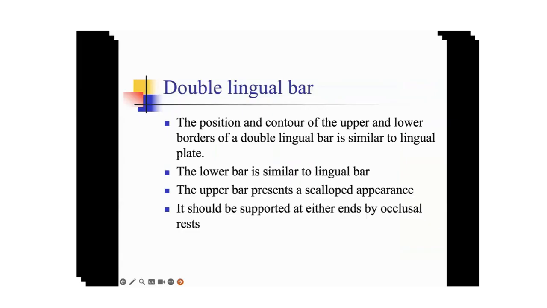So the position and contour of the upper and lower borders of a double lingual bar is similar to a lingual plate. The lower bar is similar to a lingual bar. The upper bar presents a scalloped appearance. It should be supported at either end by an occlusal rest, preferably on the mesial fossa of the first premolar.